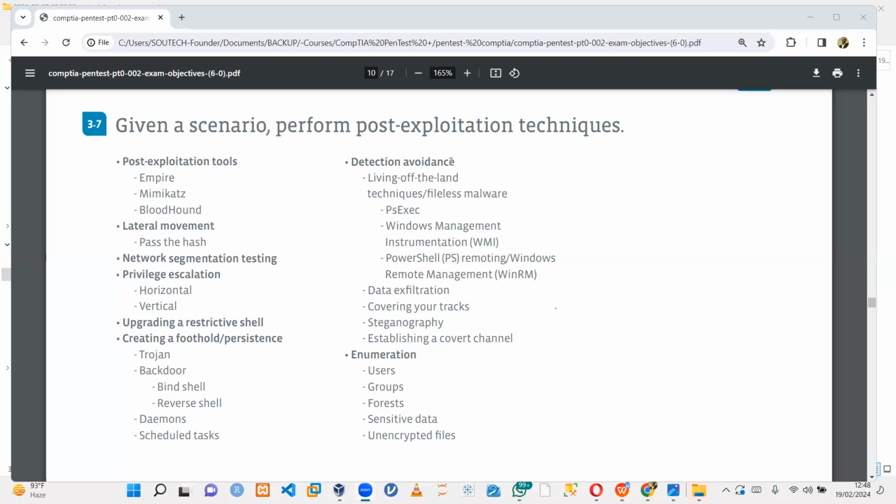Then there's detection avoidance. If someone is to do something, how do you avoid being detected? That's where living off the land, data exfiltration, covering your tracks, and steganography come in. Steganography is hiding files, and the file can be a text, an image, a PDF, it can be anything. Establishing a covert channel so that you're still not found. Then a list of these items can be enumerated.